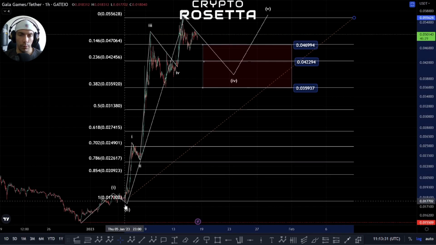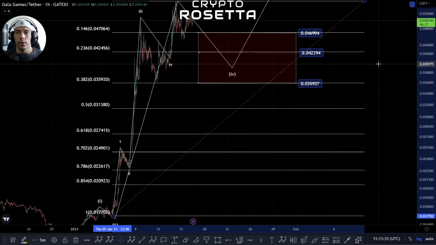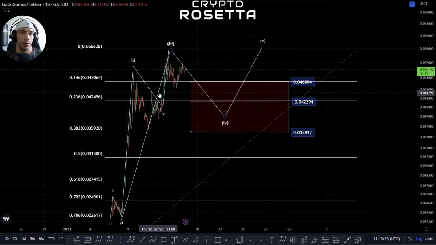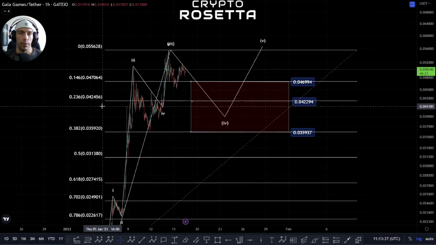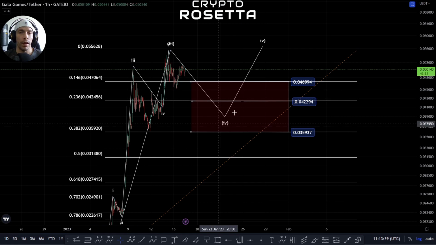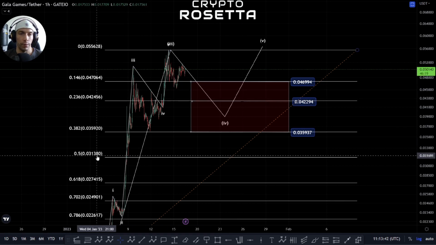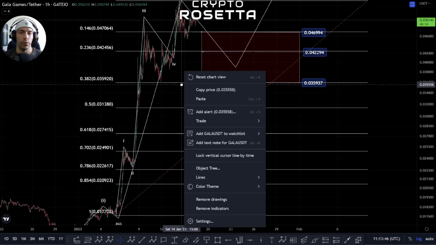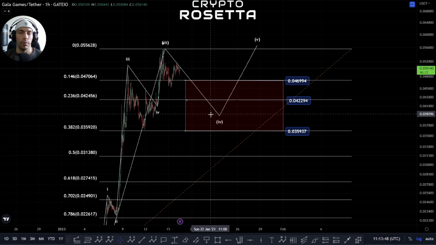So off of this low point, let me just get it right on there. The target zone would be this red box area. This red box area is sort of, I've done the higher range of this. It can actually come down to this 50%, which is this 31380. But because of the strength of this 3rd wave, I'd expect it to probably be a bit shorter.